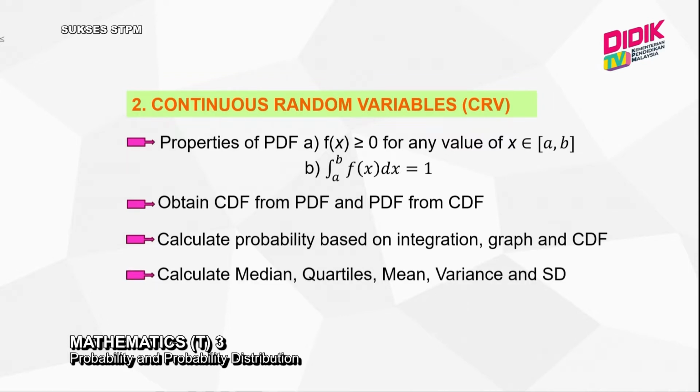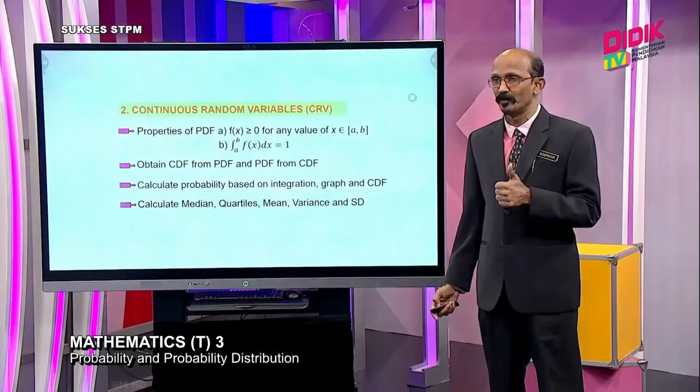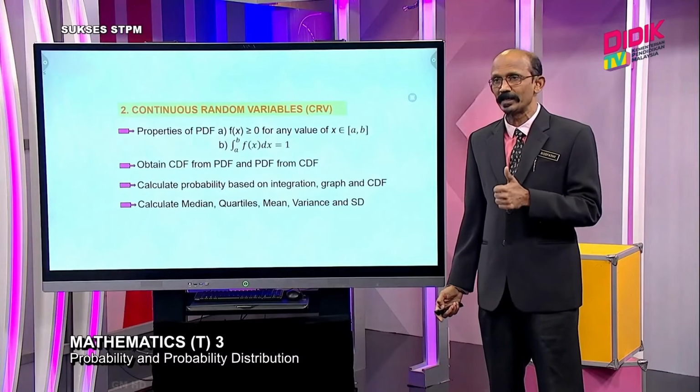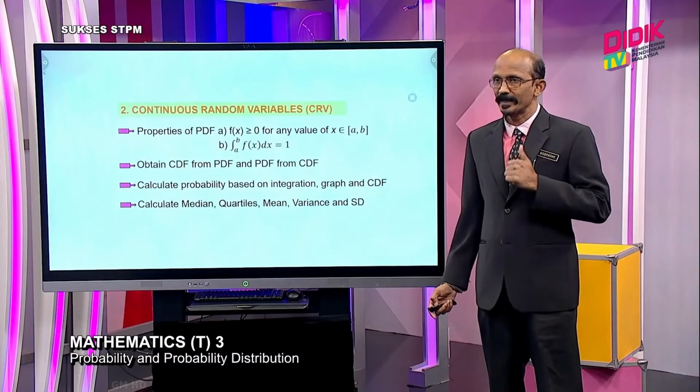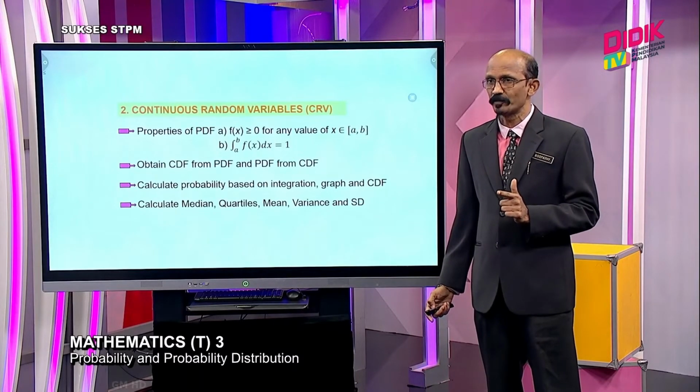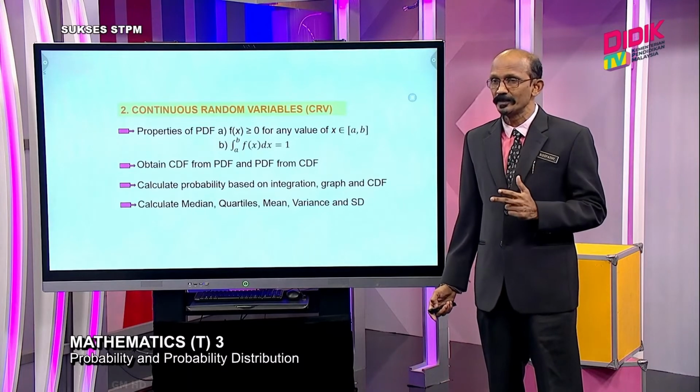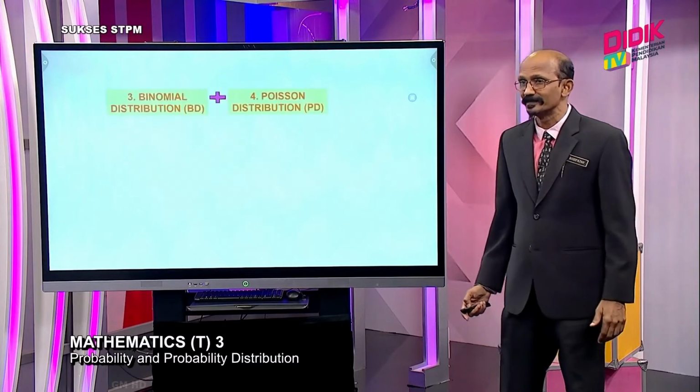And then the next one, you should be able to calculate median, quartile, mean, variance and SD. Here we got 4 steps. First, you have to define the formula correctly with the correct limits of integration. Second, you must do your integration properly. Next, you substitute your values. And the last part, you get your answer.